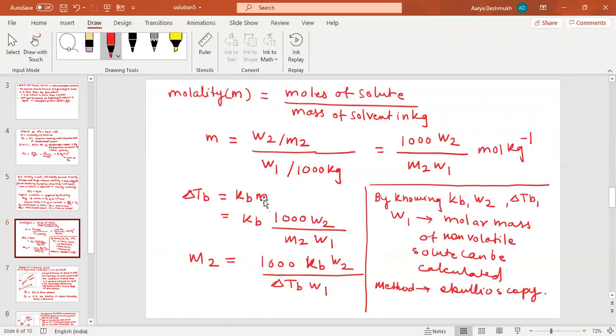Now Kb into m, substitute the value of this m, small m, that is molality, 1000 into W2 divided by M2 into W1. So if you rearrange this equation in terms of M2, that is the molar mass of solute, that will be equal to 1000 into Kb into W2 divided by delta Tb into W1. So now by knowing these values for Kb, W2, delta Tb and W1, the molar mass of non-volatile solute can be calculated, and this method is known as ebullioscopy. This is about the elevation in boiling point.